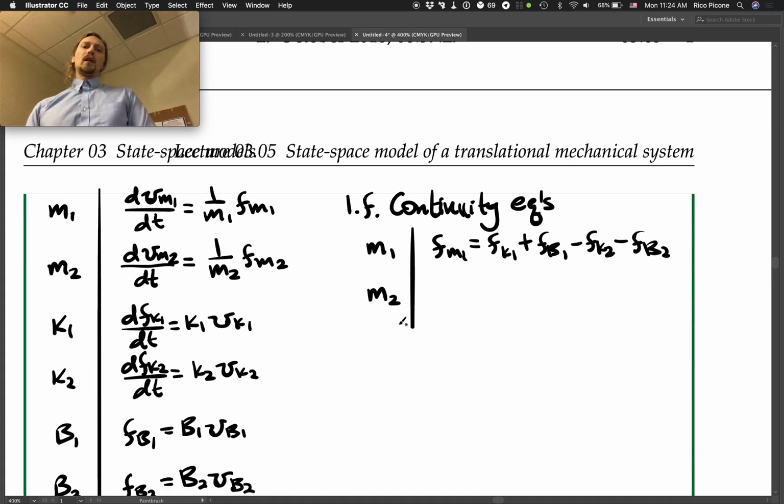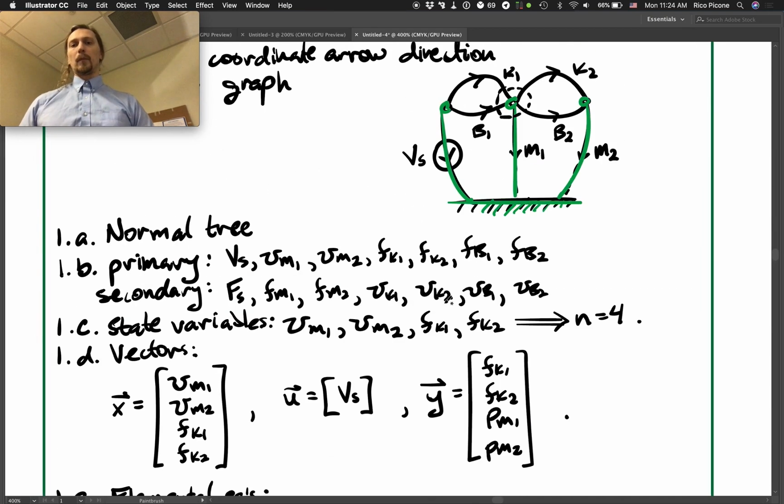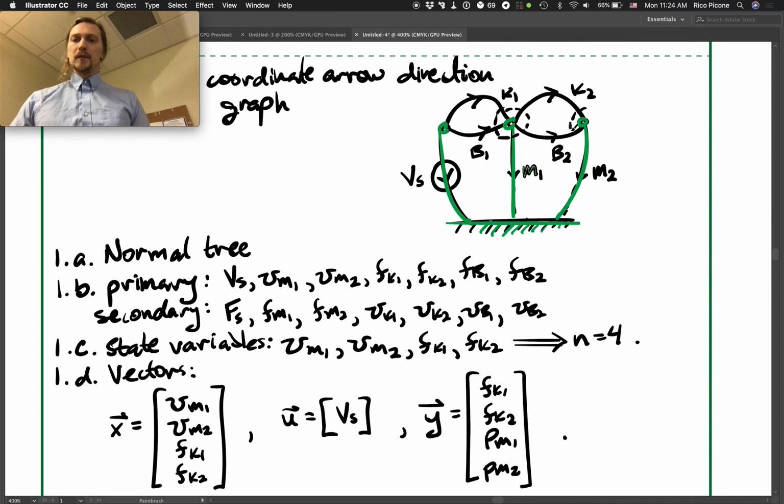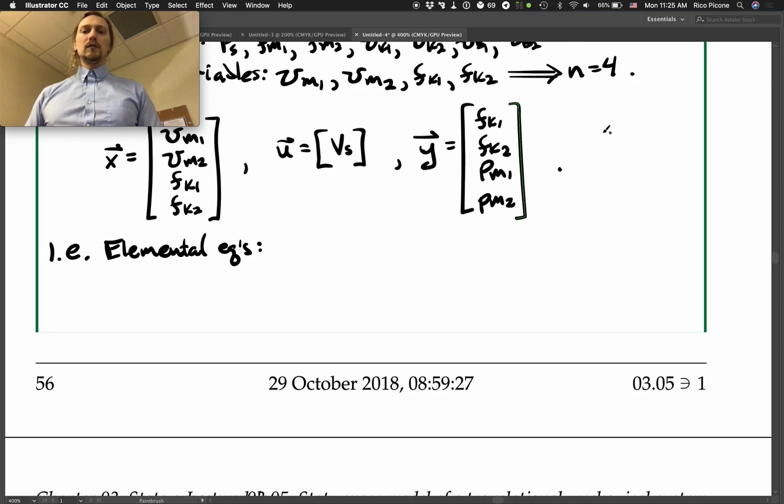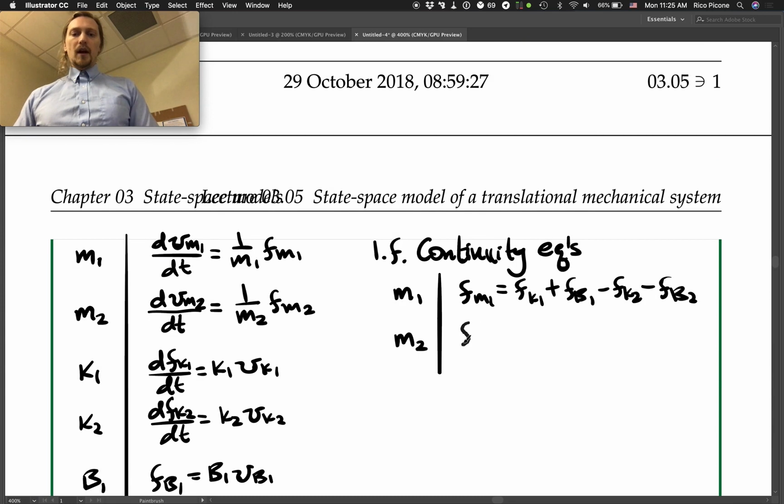Sweet. So now we've got to do it for M2. So the contour for M2, we can just do a similar sort of nodal contour, if you will. So FM2, the force going into mass 2, is leaving that contour. And so it's equal to everything going in. So FK2 plus FB2. So FM2 equals FK2 plus FB2.